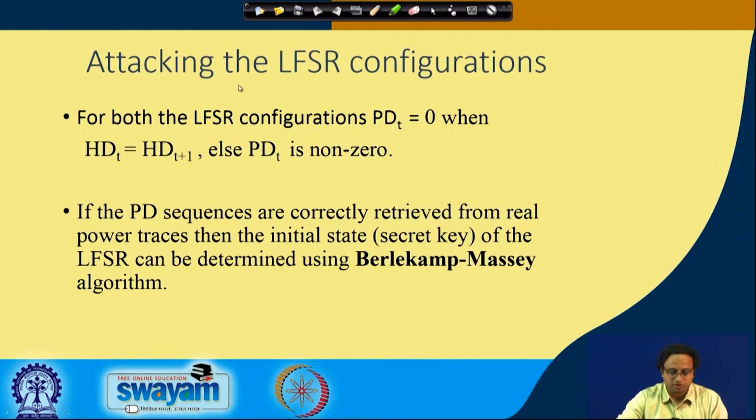So therefore, when you are trying to attack the LFSR configurations, for both the LFSR conditions, the PDT value is equal to 0 when HDT equals HDT plus 1, else the PDT is a non-zero value. And if the PD sequence is correctly retrieved from real power traces, then the initial state, the secret key of the LFSR, can be completely determined using the Berlekamp-Massey algorithm, as we have already discussed.